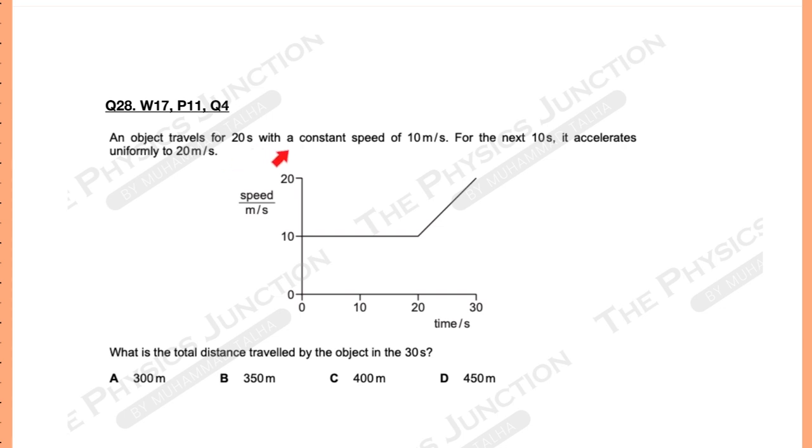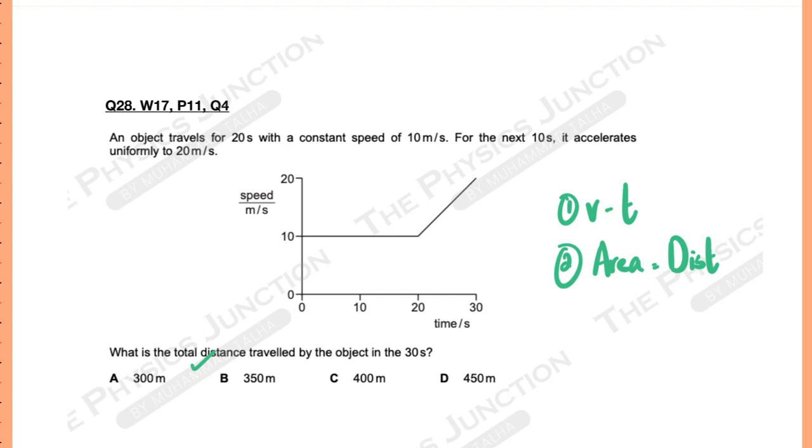An object travels for 20 seconds with a constant speed of 10 meters per second. And then for the next 10 seconds it accelerates uniformly to 20 meters per second. What is the total distance traveled by the object in 30 seconds? So this is again a speed time graph. So let's write this down. Speed time graph, and the area under it is distance. This is what we are going to be using here, right? Because the distance has been asked of us.